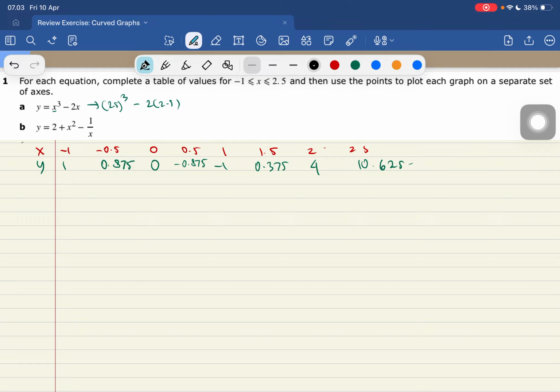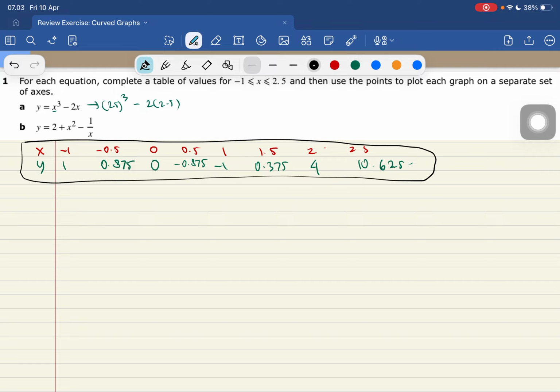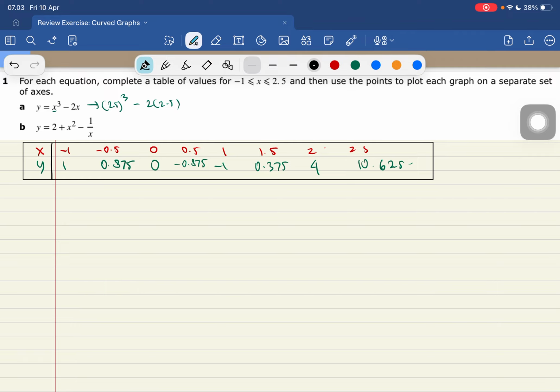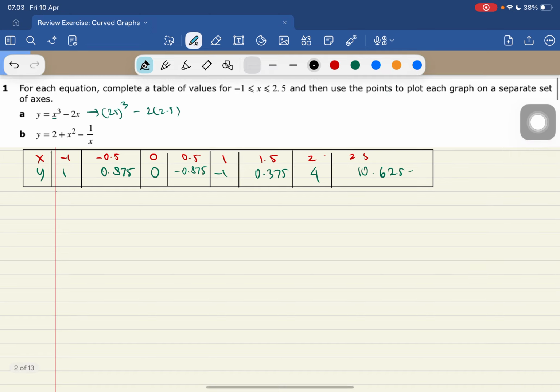Let me make the table clear. Here is the table, so for each value of x and value of y, we can plot into the graph. I will write it for you. The first point is -1 and 1. Then negative 0.5, 0.875. Next, the origin point. Then 0.5, negative 0.875. Next point, 1, negative 1.